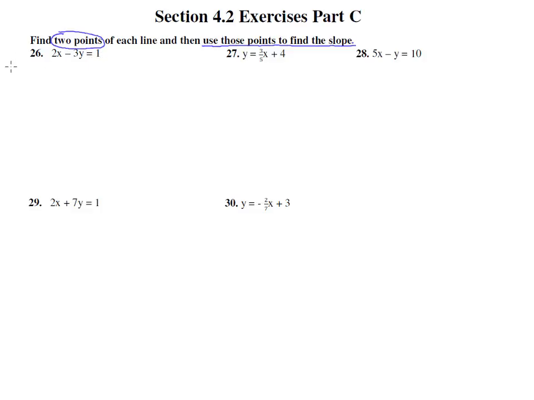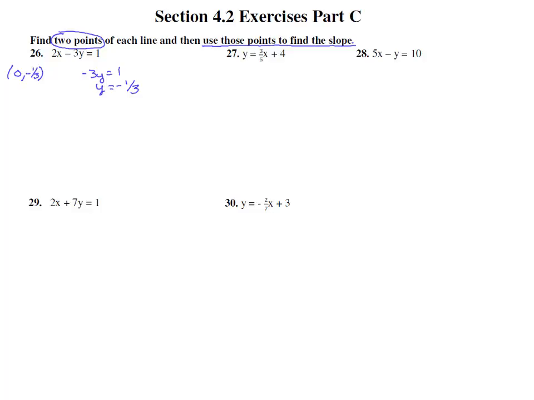So let's first find a point. Stick in 0 for x. I like that. Stick in 0 for x, and what do we get? 2 times 0 minus 3y equals 1. So 0 minus 3y equals 1. Divide by a negative 3 and we get y equals negative 1/3. So negative 1/3 there. Okay, so there's 1 point.